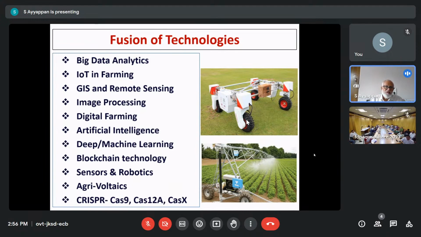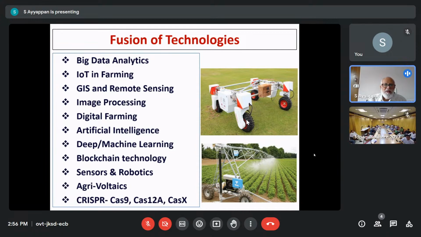For example, IoT in farming, the GIS, remote sensing, image processing, AI in a big way, deep learning, machine learning is being deployed already in shrimp farms, blockchain when it comes to shrimp trade, a lot of sensors and robotics for water management, and CRISPR, of course, biotechnologists would know about it.